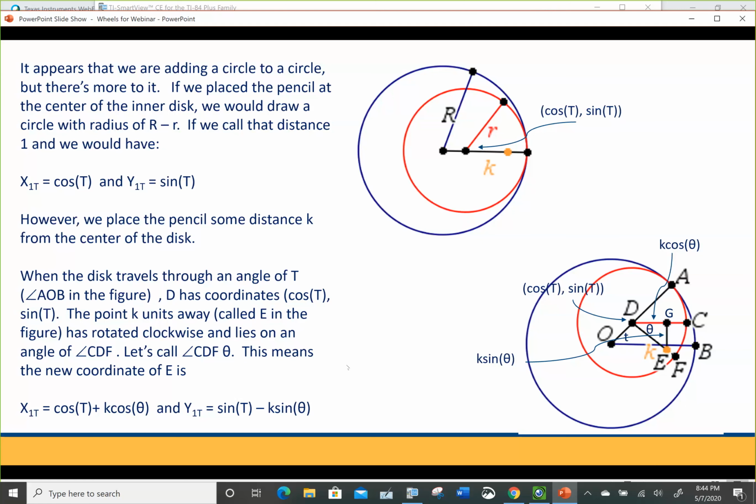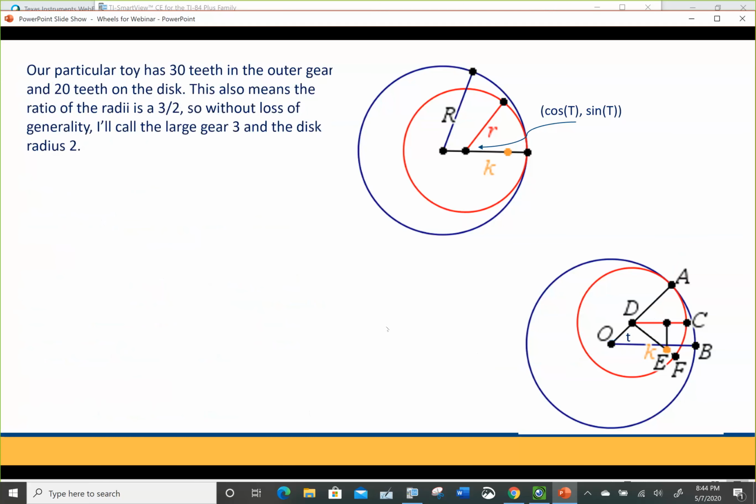Okay. In that case, we need to find out what theta is. Our particular toy had 30 teeth in the outer gear and 20 teeth on the disc. That meant that the ratio of the radii was 3 to 2. So remember I told you that I was going to call R minus R1, that means that the large gear is going to be 3, and the disc has radius 2. I've kind of planned that in advance.